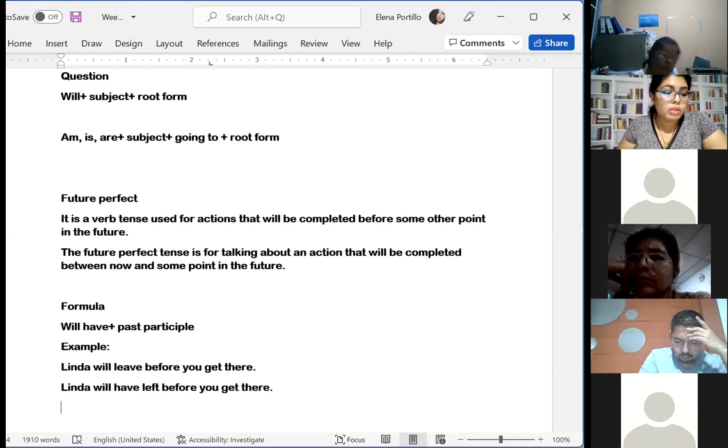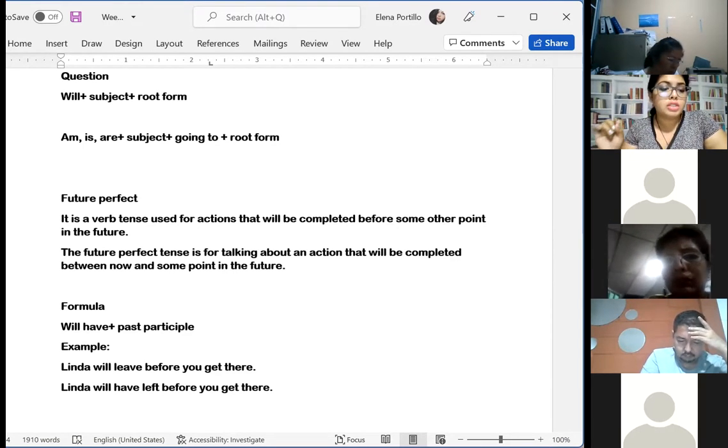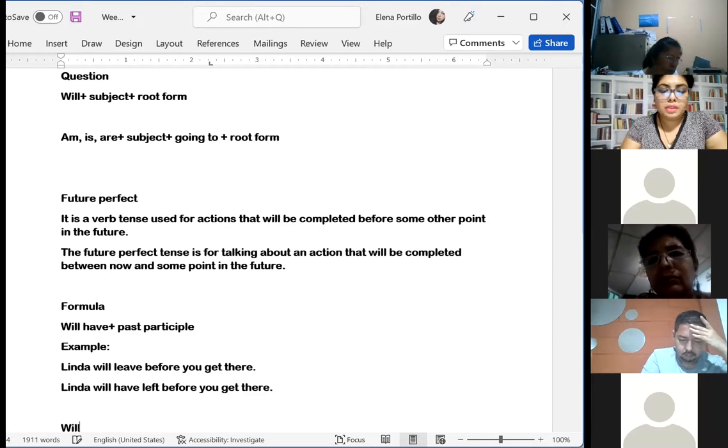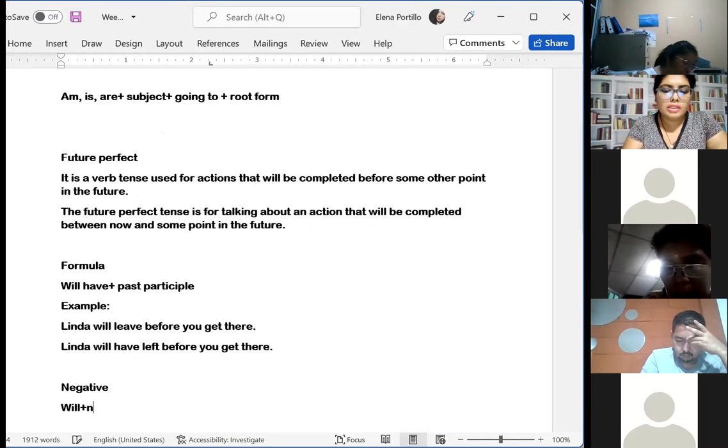It can even depend on when something else happens. After the parade ends, it just has to be sometime in the future. So we are going to use some specific phrases to give this time. And how can we do it? This is the negative structure. That is very easy because we are just going to add the not between will and have. So in this case, we have will, negative. Then we have will plus not plus have plus the verb in past participle.